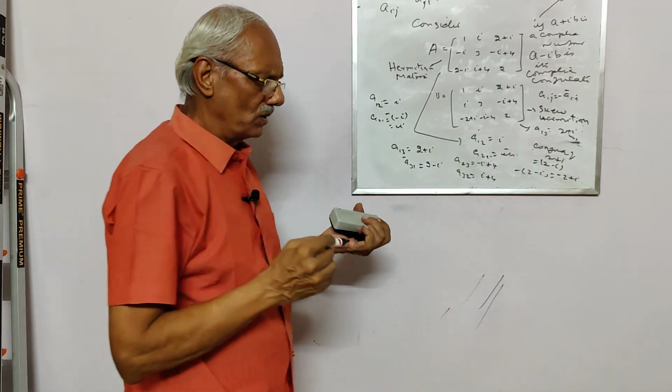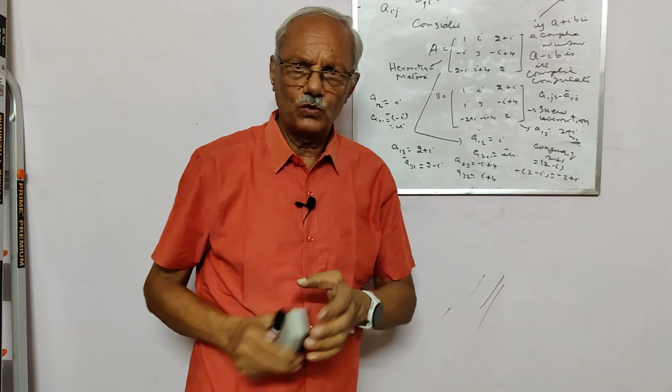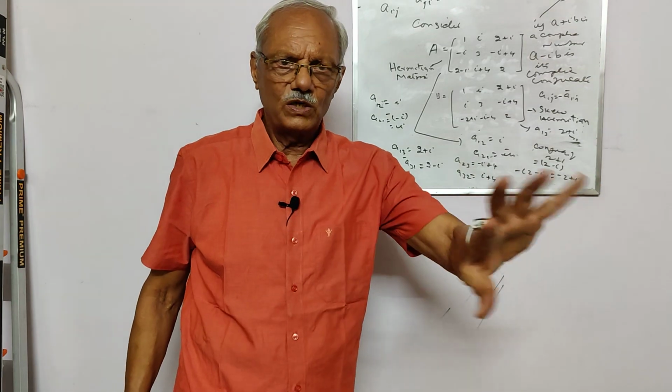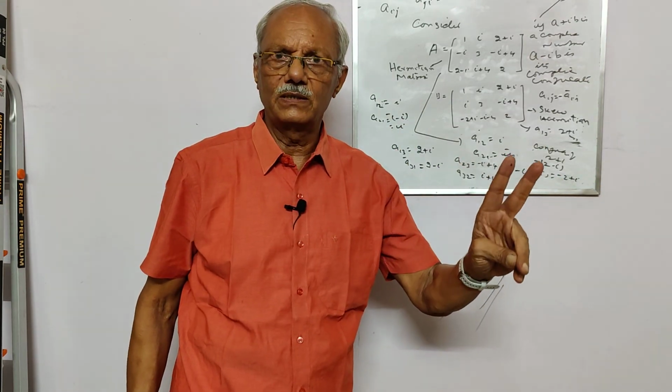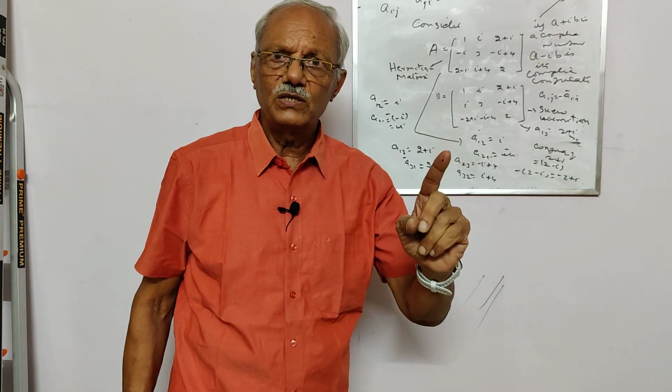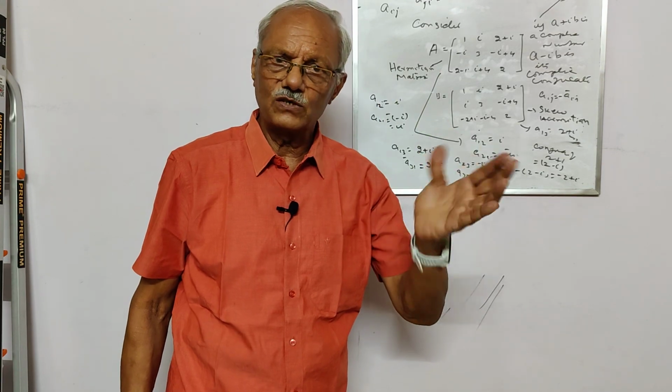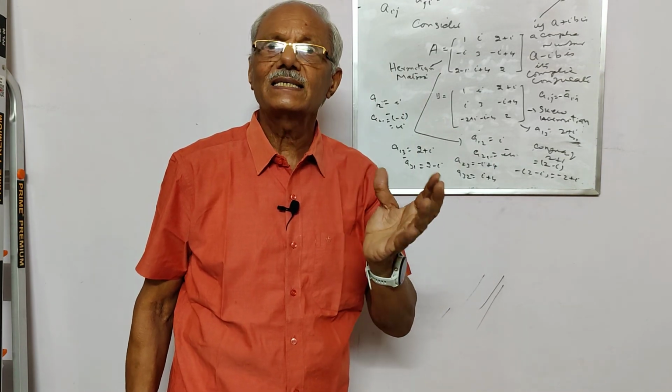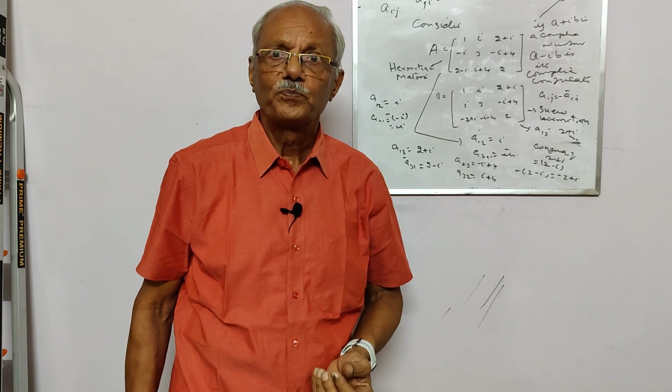Skew Hermitian. So what have I taught you now? What is the symmetric? What is the skew symmetric? Coming to Hermitian, a Hermitian matrix is also a square matrix which has complex numbers in it.